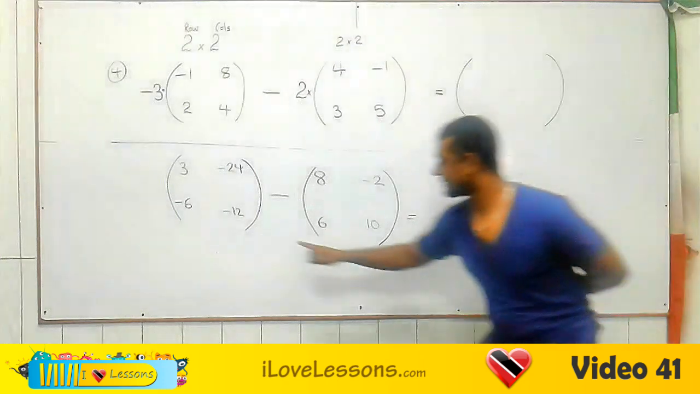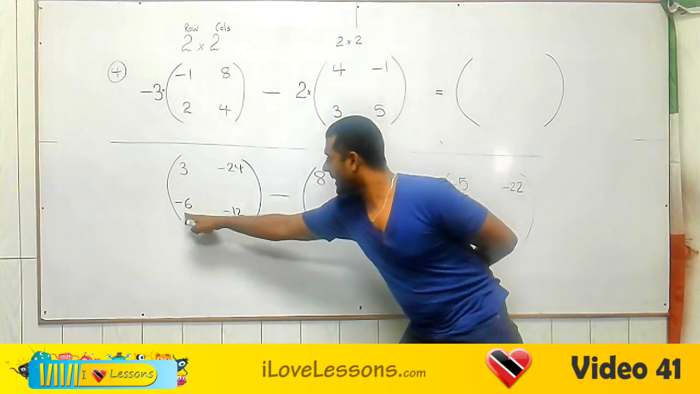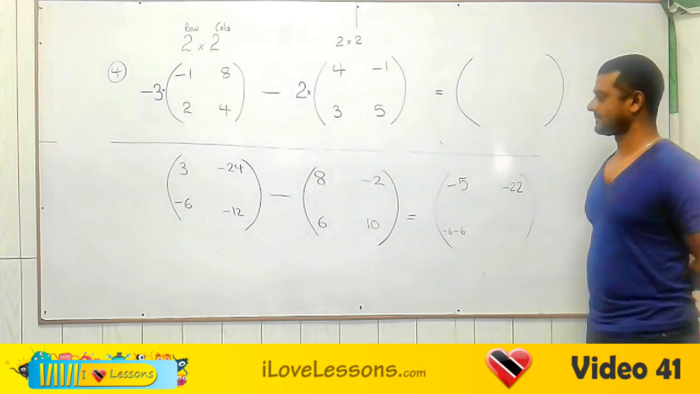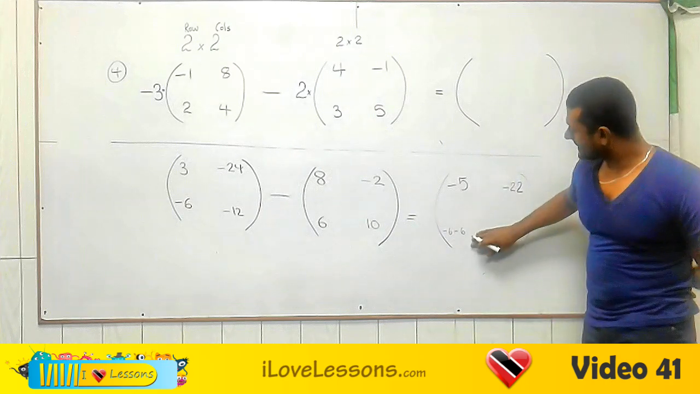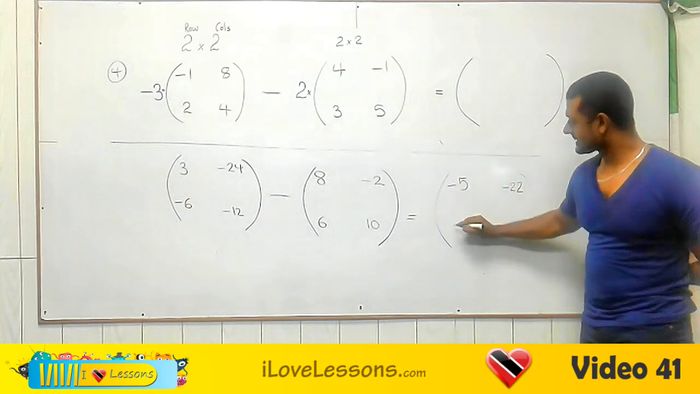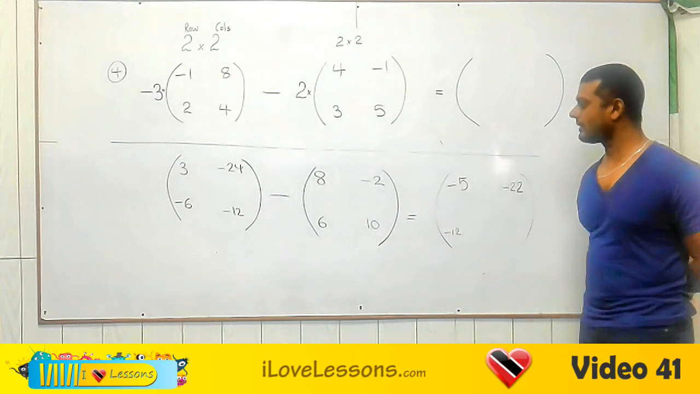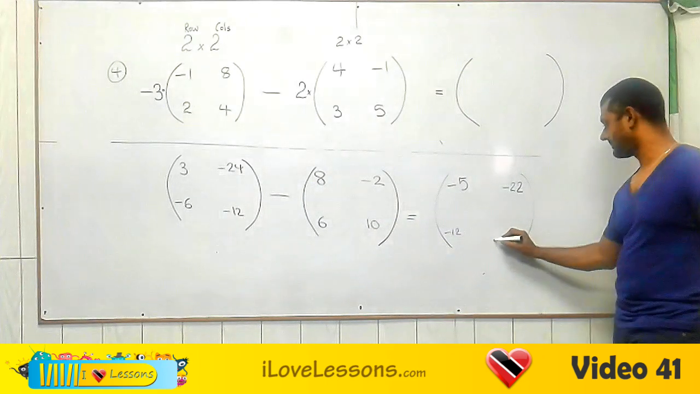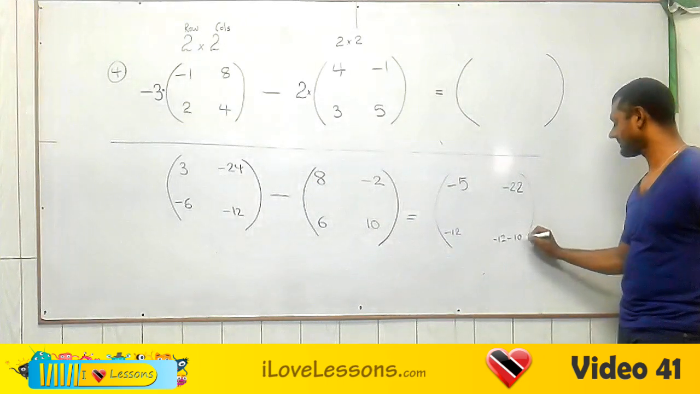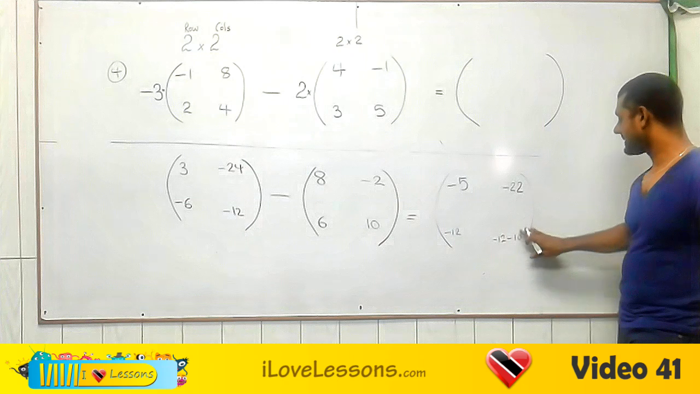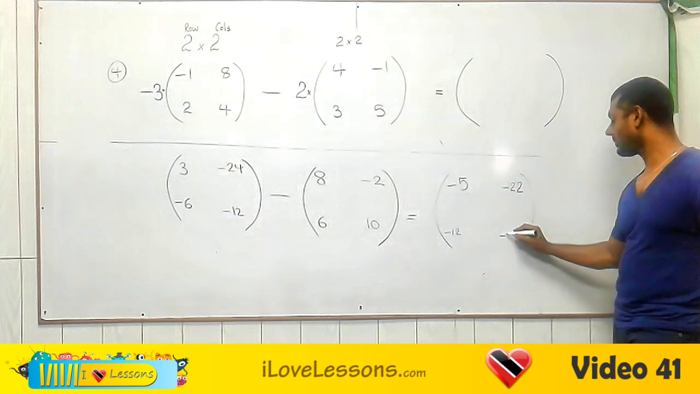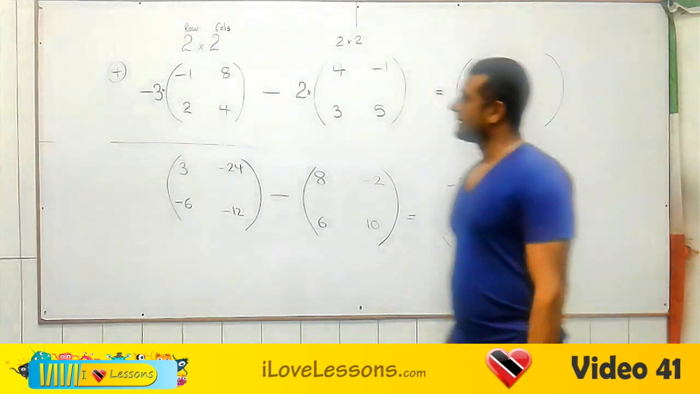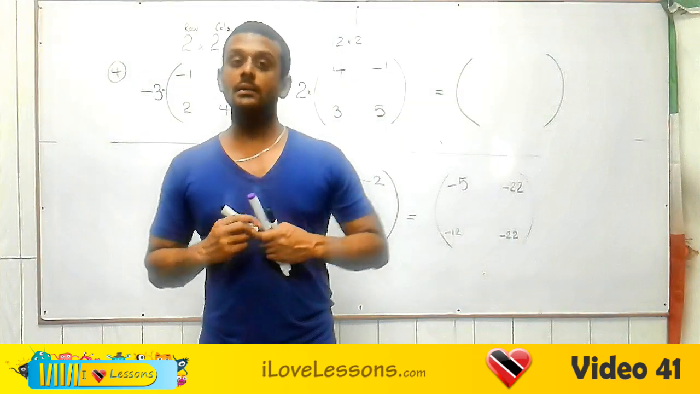Let's get this guy here. That's this and this. Minus 6 minus 6. If you minus 6 and then you minus the next 6, we'll get minus 12. Let's do the last one. Minus 12 minus 10 should be minus 22. And that's it. That's how you add and subtract matrices.